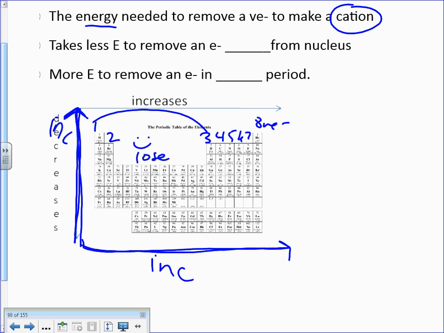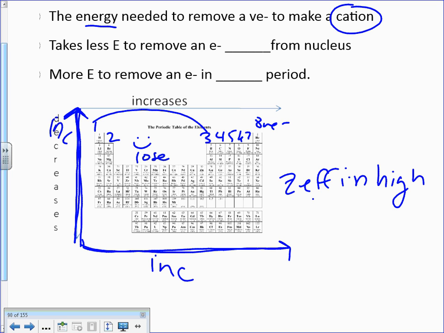We already talked about shielding effect. The other one is effective nuclear charge, Zeff, right? On the right-hand side of the periodic table, Zeff is high. We have a large amount of protons. We have a large attraction. And that's really the reason why the ionization energy is also high.